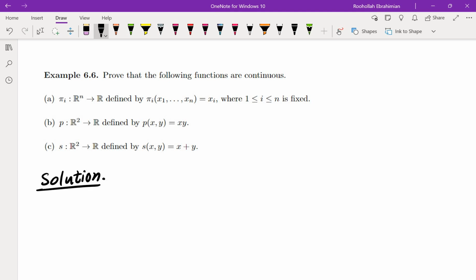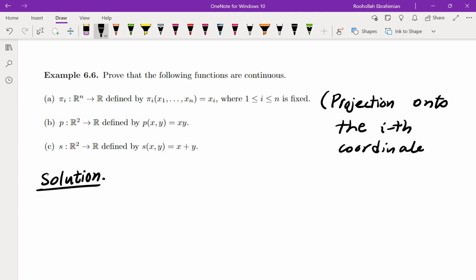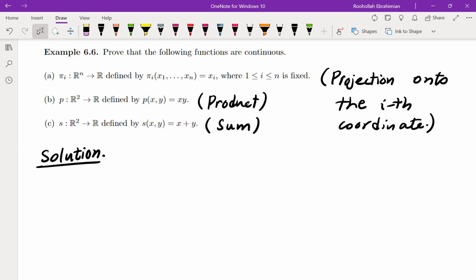Prove the following functions are continuous. Pi i that takes x1 through xn and gives you xi. This is called projection onto the ith coordinate. So that's called projection onto the ith coordinate. This is obviously the product, and this one is the sum. That's why I call them P and S. So we are going to show that these three functions are in fact continuous.